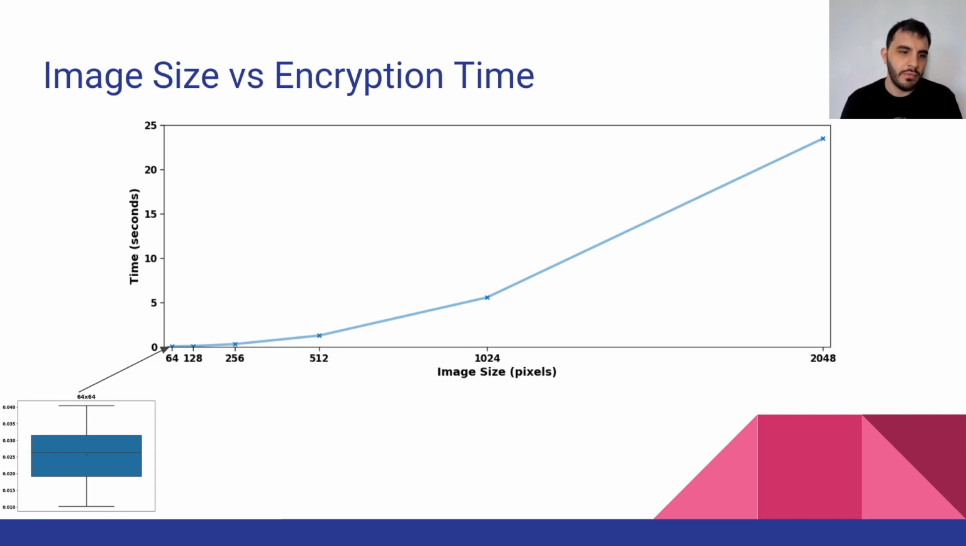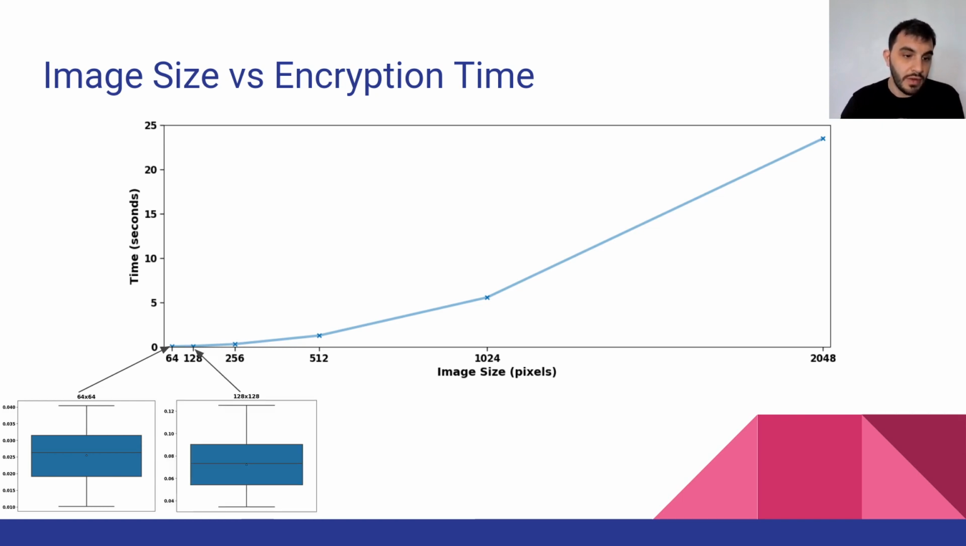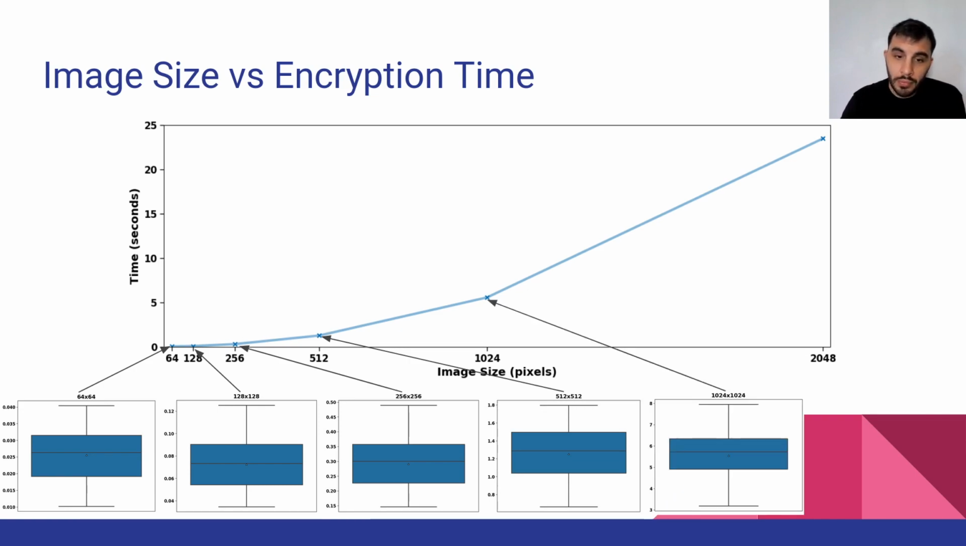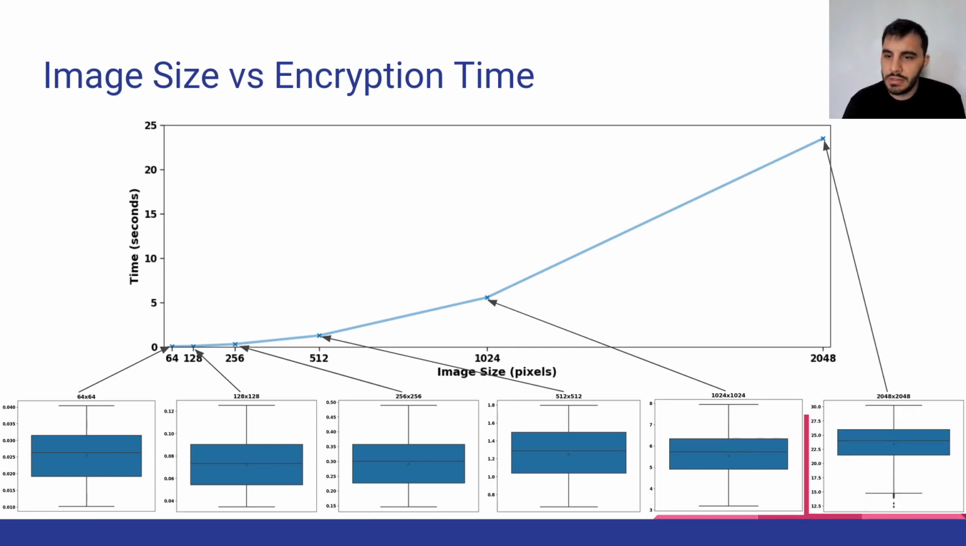And this is for the first of the two methods, and we can see that it starts with very low values. If we check the distribution of the encryption times for all of the images, it starts with 0.025 seconds, goes up to 0.08 seconds, but then as images grow larger, we have 0.3 seconds, 1.3, more than 5, almost 6 seconds, going up to a huge 24 seconds for a 2048 by 2048 image.